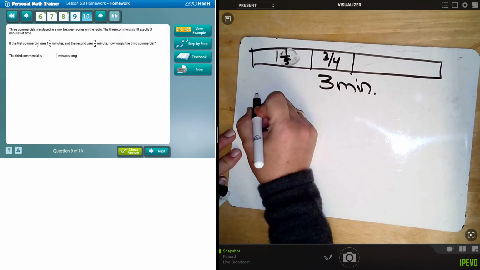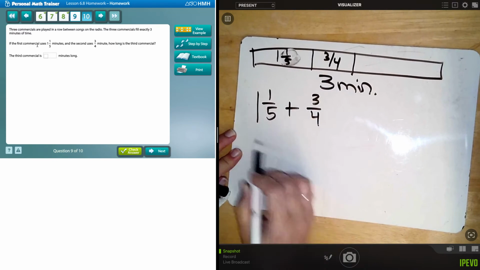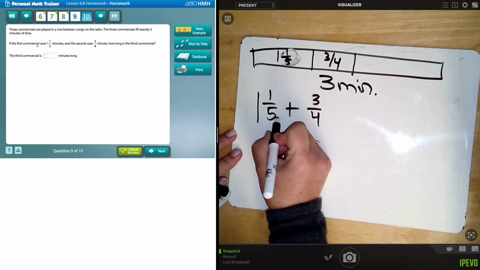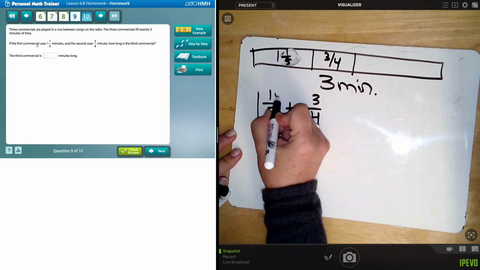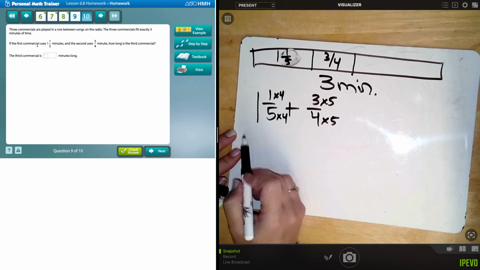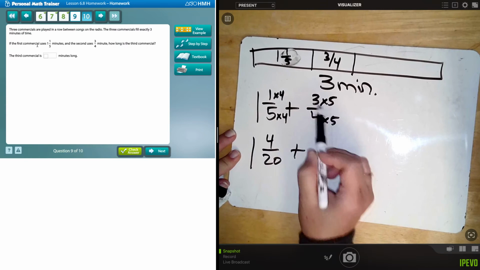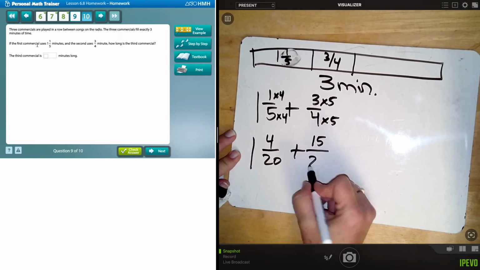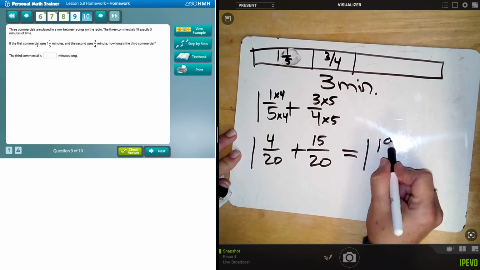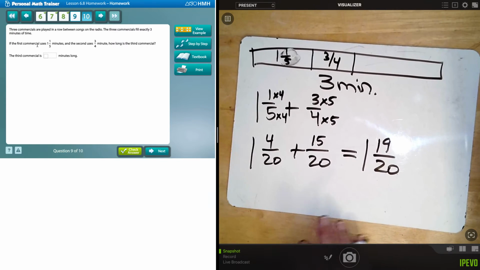So I do need to first know that 1 1/5 plus 3/4, I have to add those together. I do need a common denominator. So I'm going to multiply, right? I'm going to use 20 as my common denominator. So 1 and 4/20 plus 15/20 equals 1 and 19/20. Ooh, okay, we got that.